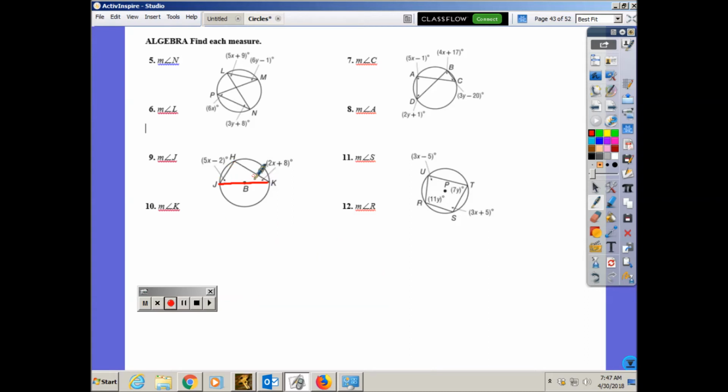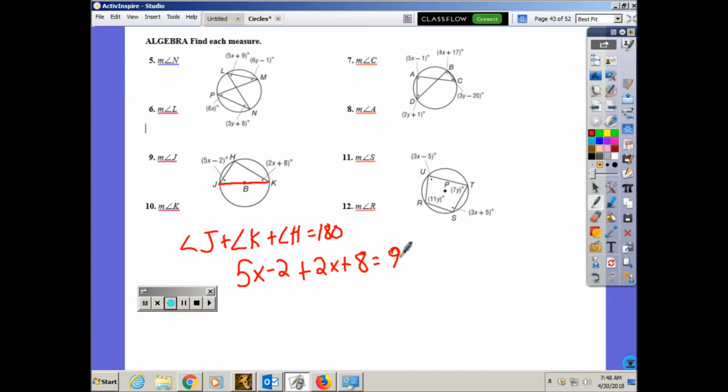So we know that angle J, angle K, and angle H are going to add up to 180 degrees. So we know that angle J plus angle K is going to equal 90 degrees. So now you can solve that and tell me what your answer would be.